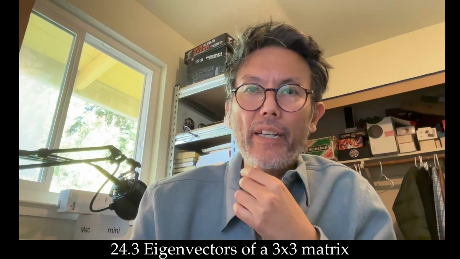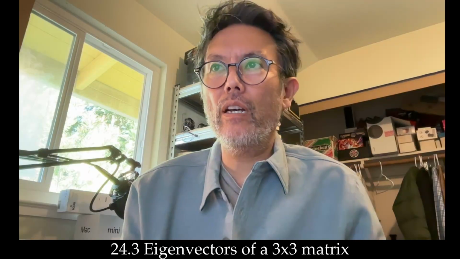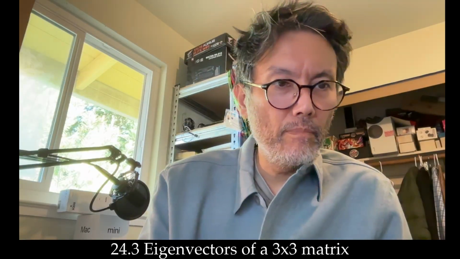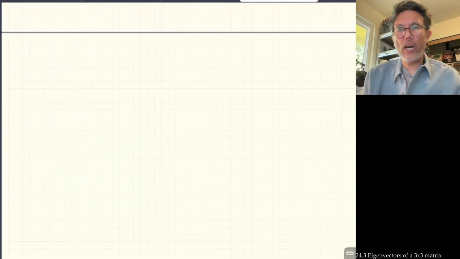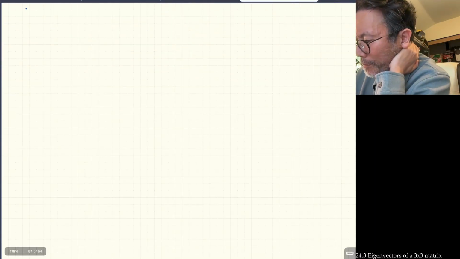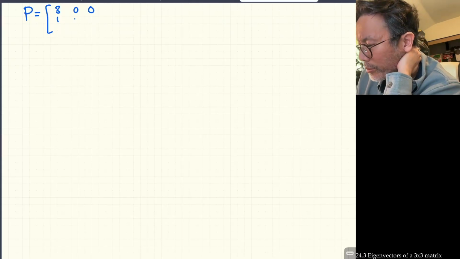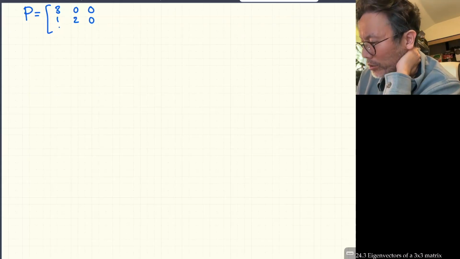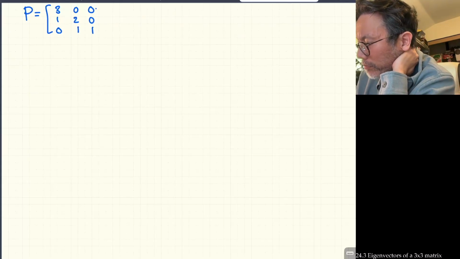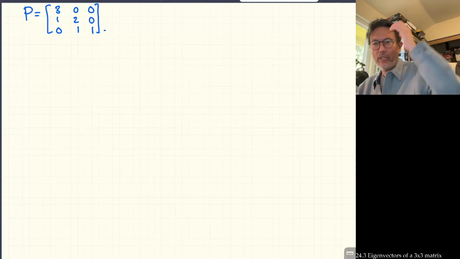Okay, let's do a calculation involving something more complicated, a 3 by 3 matrix example. Yeah, let's go. So let's take a look at the following 3 by 3 matrix. P will be the matrix, let's see, I've got a nice one cooked up here: 3, 0, 0, 1, 2, 0, and 0, 1, 1. All right. So this is a 3 by 3 matrix.